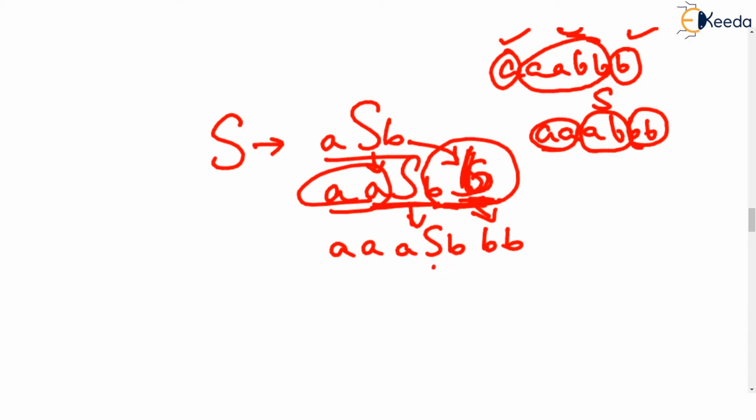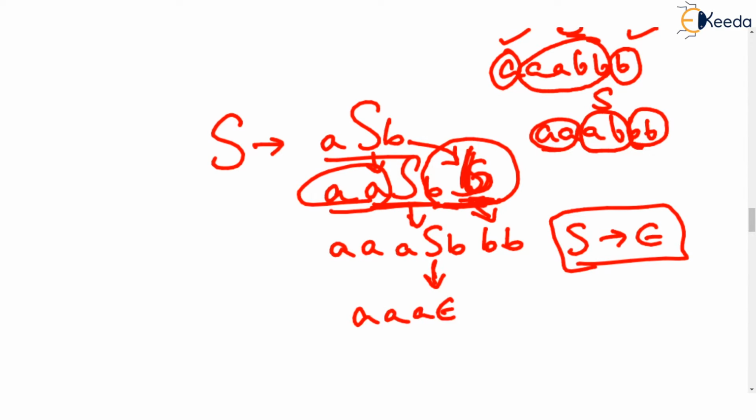Now this S can be replaced with S derives epsilon. That was one more production. So we can terminate this derivation by putting S as epsilon, but this is the same as triple A triple B.